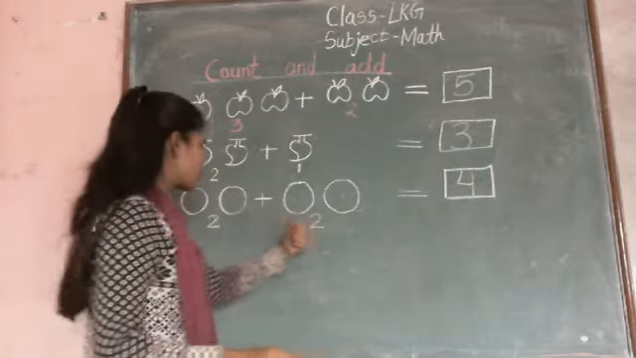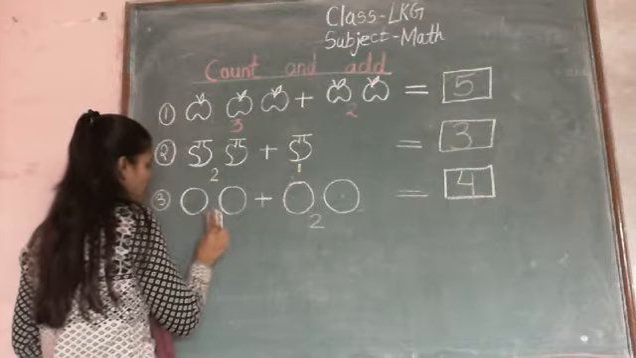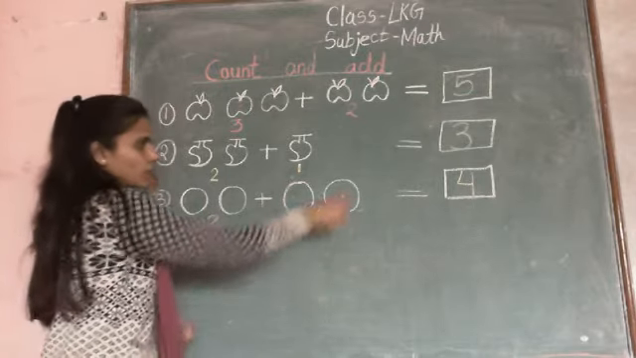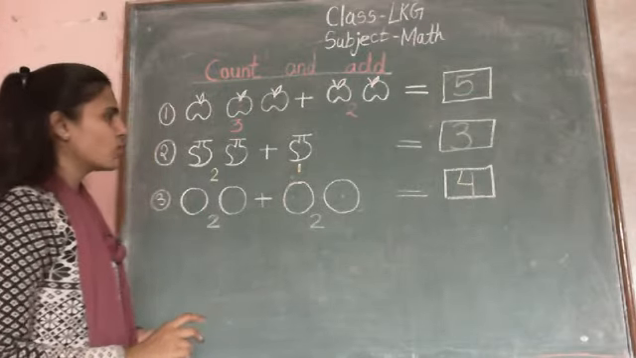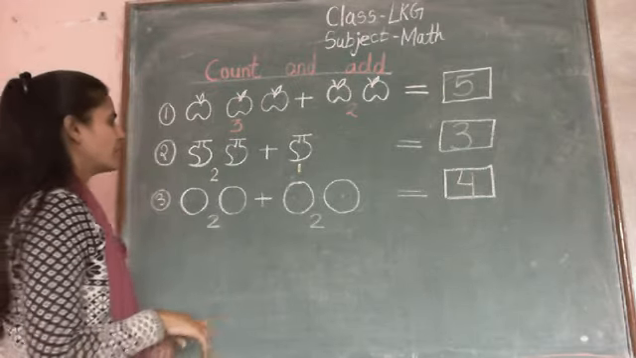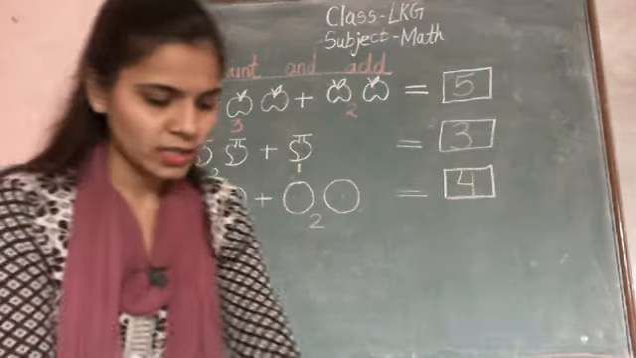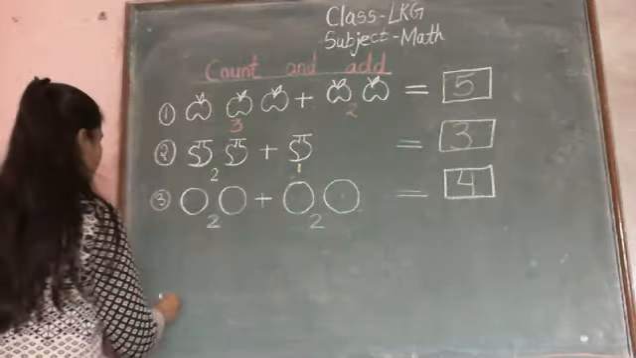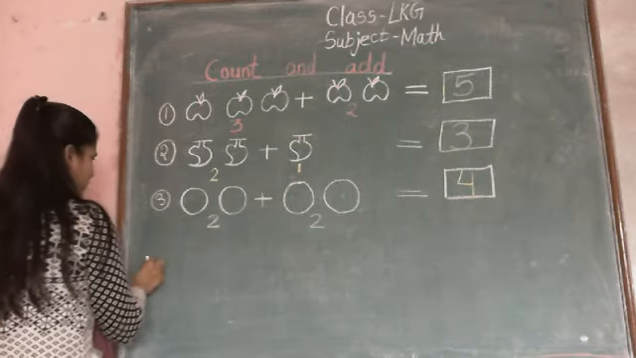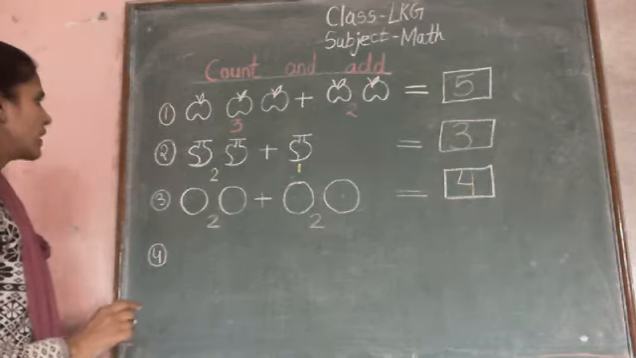So 2 plus 2 equals to 4. So write here number 4. After number 3, write number 4. Write fast all the examples.